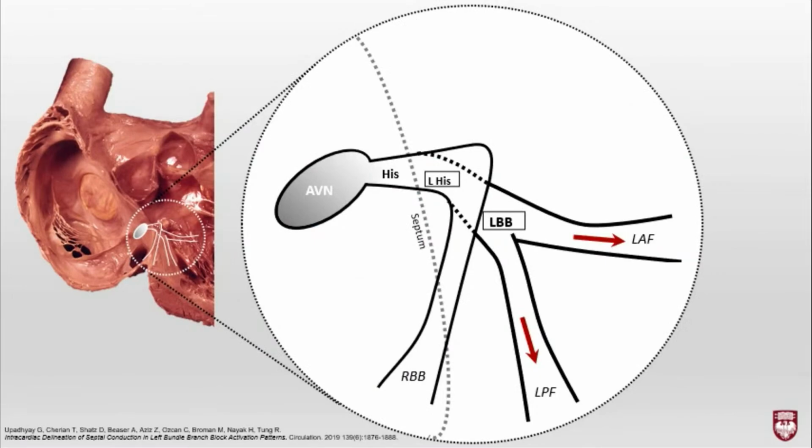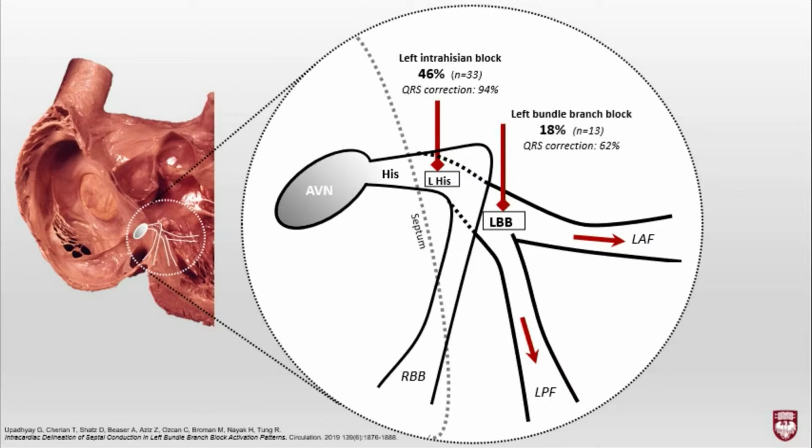When evaluating all of our patients, what we found was that left intrahisian block was present in 46%, and that QRS correction via His bundle pacing was achievable in the vast majority of these patients. There were some patients who demonstrated left bundle branch block, which was slightly lower, where an atrial electrogram could not be recorded. And in these patients, His bundle pacing was less likely to achieve QRS correction. And up to a third of our patients demonstrated intact Purkinje activation, although meeting criteria for left bundle branch block pattern based on surface QRS.